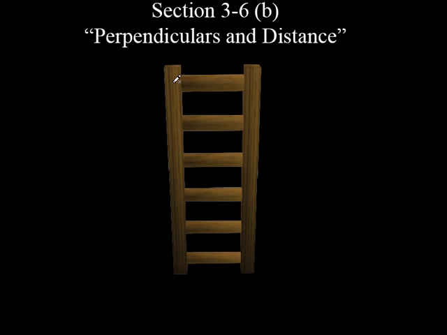But if it was a true ladder, these two rails right here would be parallel to each other, and each distance from here to here would be equal. So all these segments would be equal to each other.